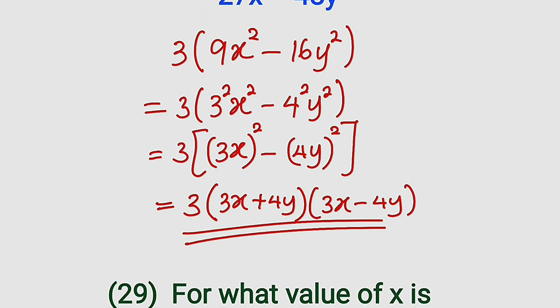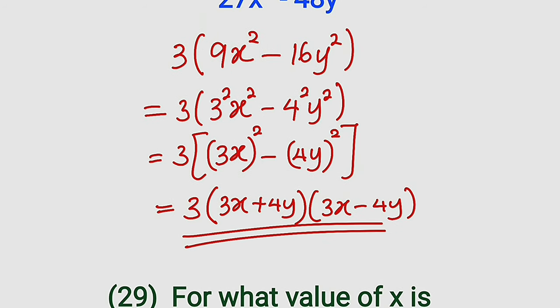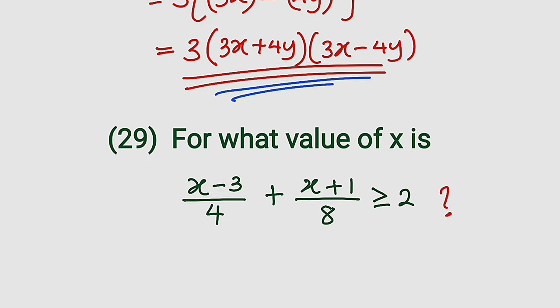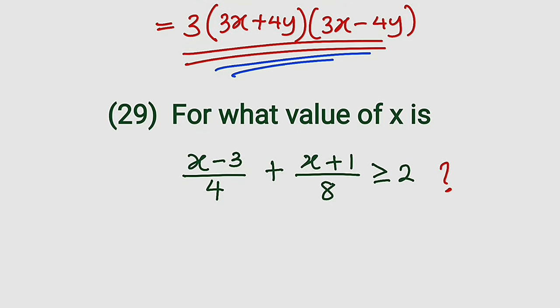What you need to remember about difference of 2 squares: if you have a squared minus b squared, this is the same thing as (a plus b) multiplied by (a minus b). That's what I have applied here, where 3x is our a and 4y is our b. Just do that, you're going to obtain this. Let us move on to question number 29.